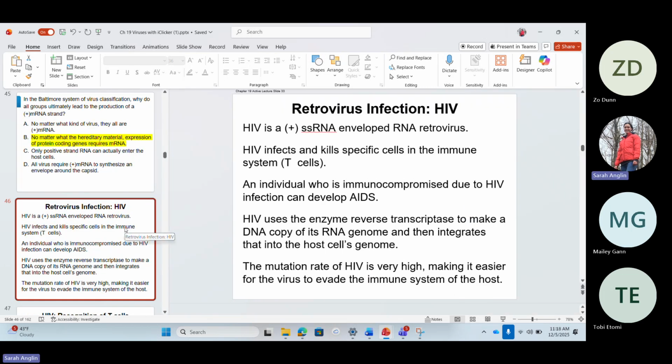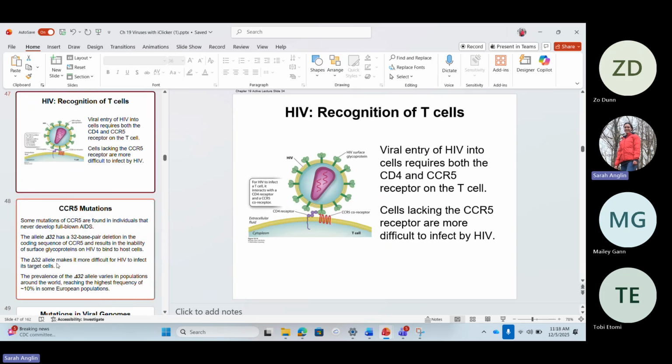Okay. So we already talked about how HIV uses the enzyme reverse transcriptase to make a DNA copy starting with an RNA genome. So that's important. But how does it get into the cell? In order for the virus to enter the cell, it needs to interact with two receptors. Remember, HIV infects T cells, which are very important in our immune system because they help kickstart the whole immune response. So without T cells, the whole immune system suffers. HIV specifically infects our T helper cells.